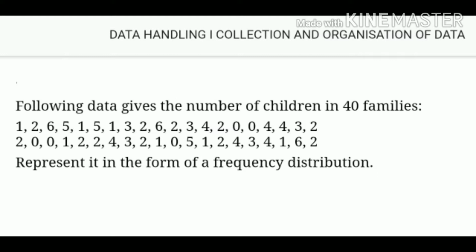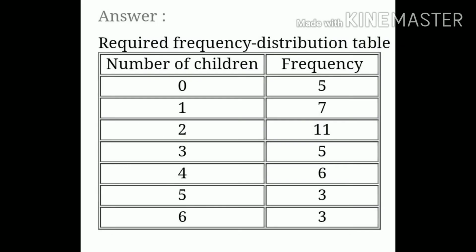This example is: the following data gives the number of children in 40 families, that is 1, 2, 6, 5, 1, 5, etc. That is given here, how many children there are in each of the 40 families. In one family there is one child, in the second family there are two children, in the third family 6 children, in the fourth family 5 children. It's like this, all the 40 families' children data is given there, and we have to make a frequency table by using this data. Let's see how to make it.